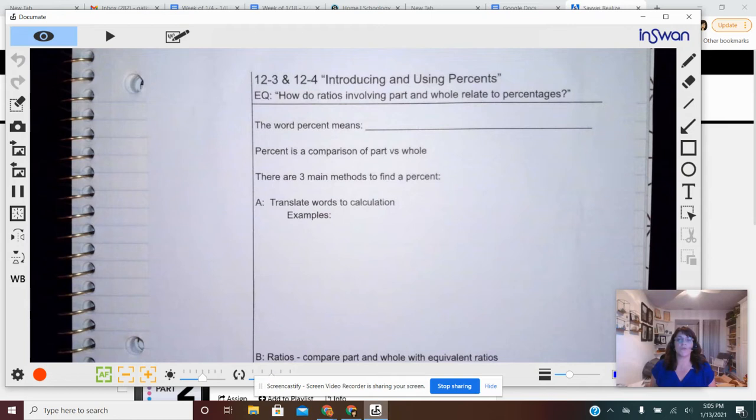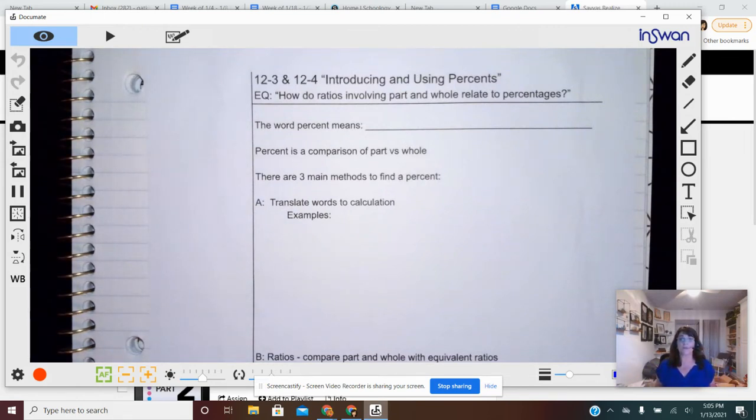Just wanting to finish up at least the part we're going to do of topic 12 this year, using percents. This is a peek into percents. We will do more later. You will use them for a million things in your life. But this is just a little peek, a little get started with percents.